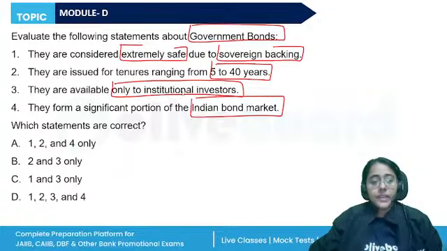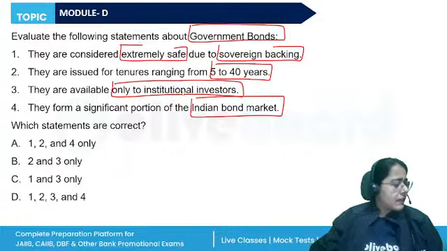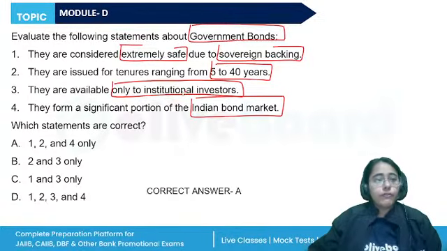Government bonds are issued by the central and state governments to tide over liquidity crisis and for development of infrastructure. They're usually long-term bonds, right? The different types of government bonds that we have studied: fixed rate, floating rate, sovereign gold bond, inflation indexed bond, zero coupon bond. So the correct answer is A, 1, 2, and 4 only.